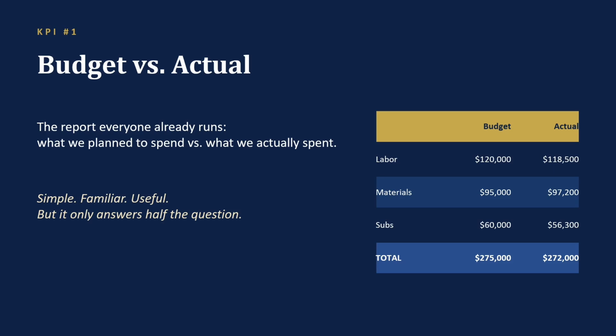KPI number 1, budget compared to actual. This is the report everybody already runs, what we planned to spend, next to what we actually spent. Look at this job, budget of $275,000, actual costs of $272,000, $3,000 under budget. Looks great, right? It's simple, it's familiar, and it is useful. But here's the problem. It only answers half the question.